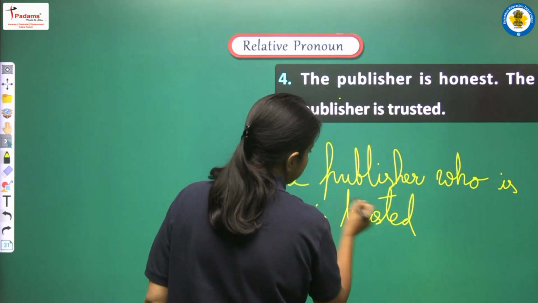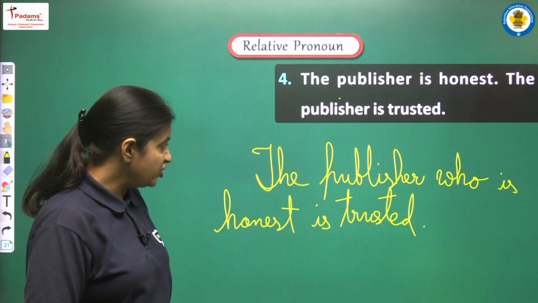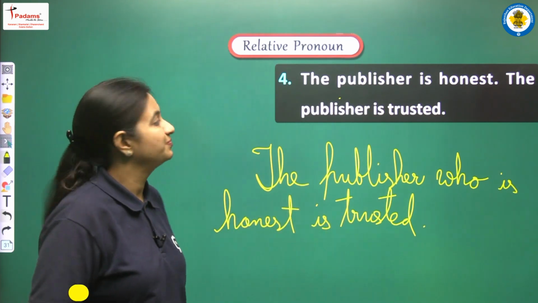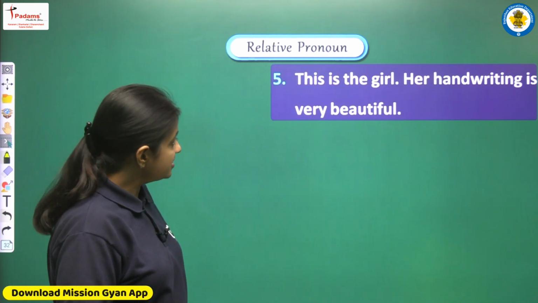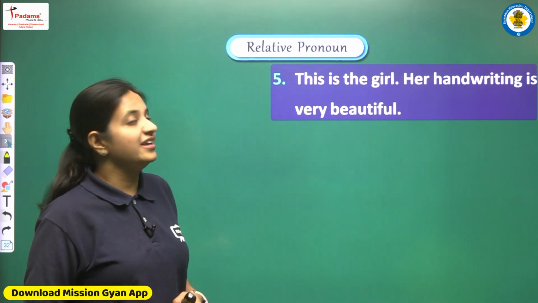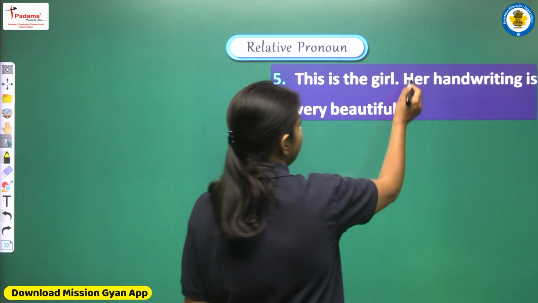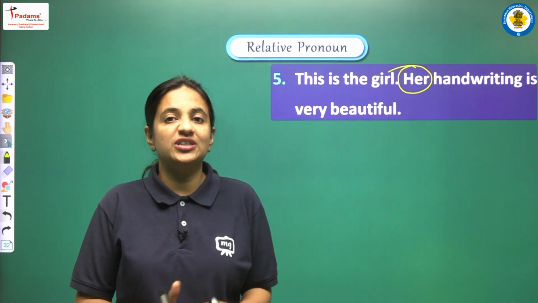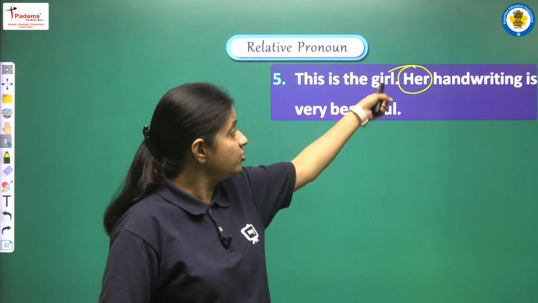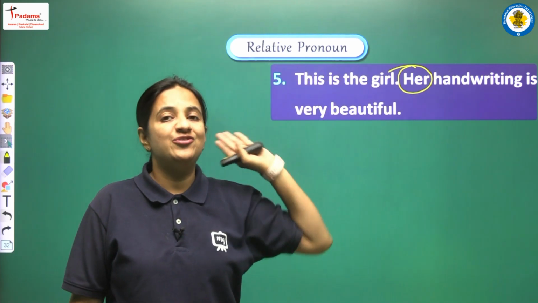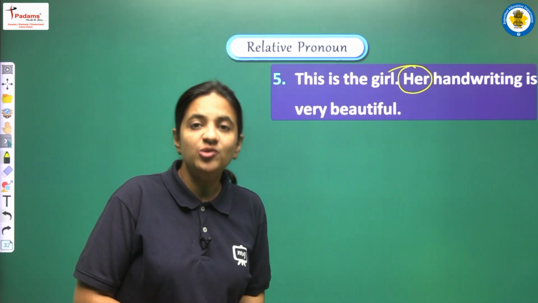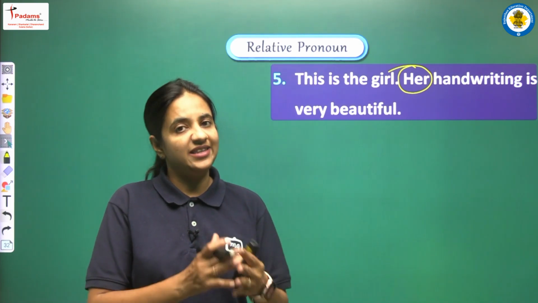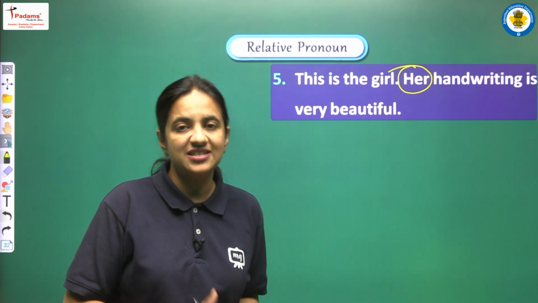In this manner, the complete sentence will be, the publisher who is honest is trusted. Alright. Next sentence, this is the girl. Her handwriting is very beautiful. Again, we can observe we are having her here. So this is a word that is used to show the possession. We are showing the relation of the handwriting with the girl, and for that the most appropriate relative pronoun that we have to use here will be whose. So yes, we have to use whose, and then we have to combine these two sentences into one.